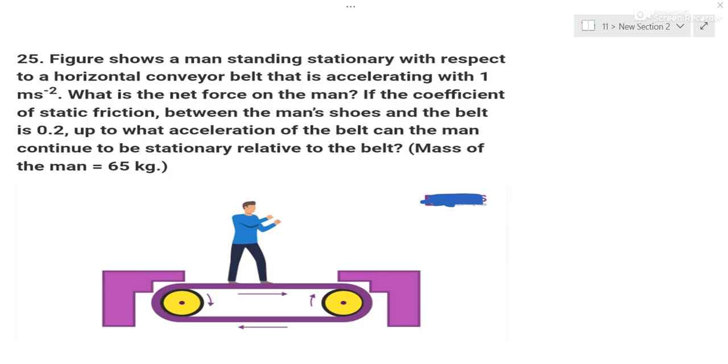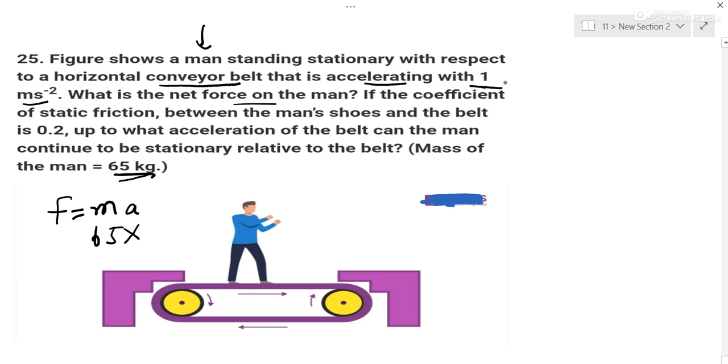This figure shows a man standing stationary with respect to a horizontal conveyor. So this belt is accelerating with 1 meter per second square. What is the net force? Mass of the man is this. So net force is simply m into a, 65, and acceleration is, you can see this, 1 meter per second square, so 65 Newton.